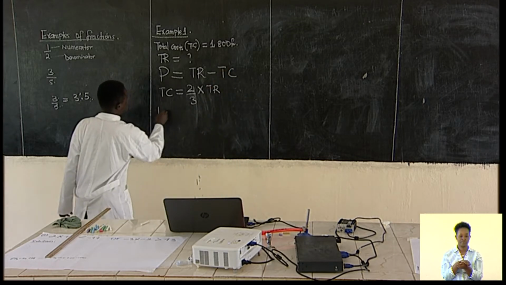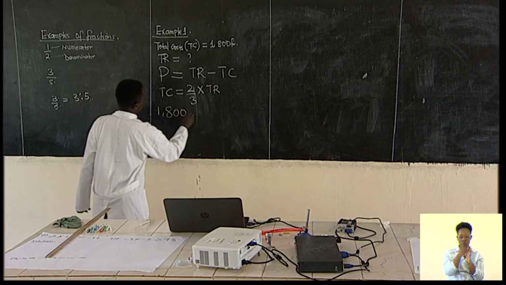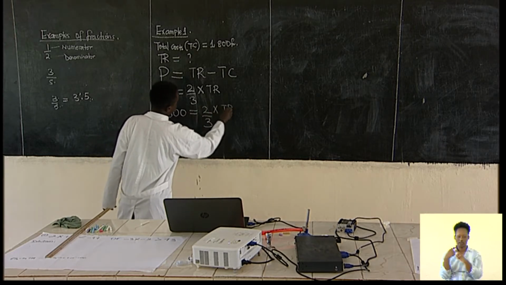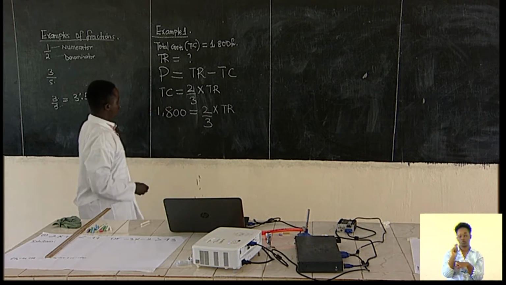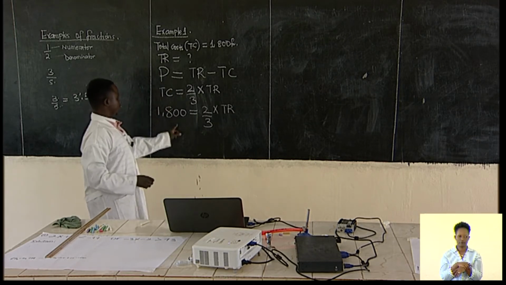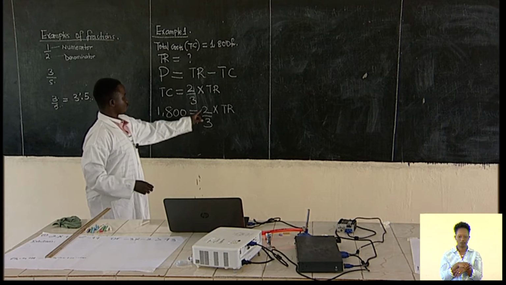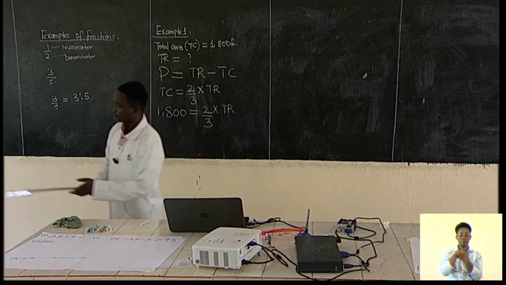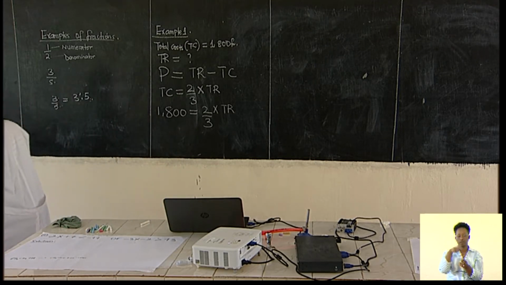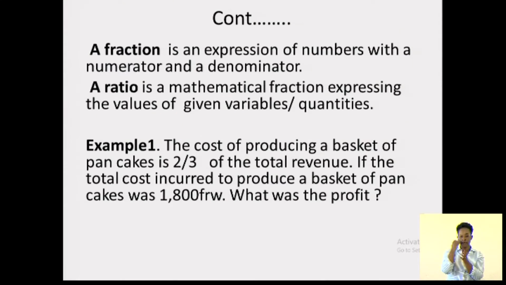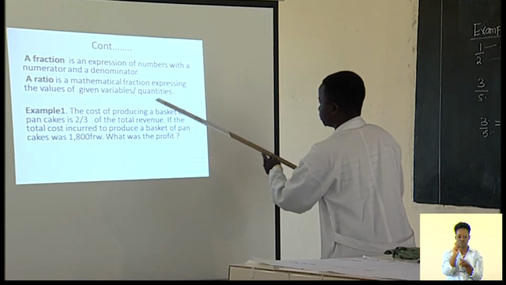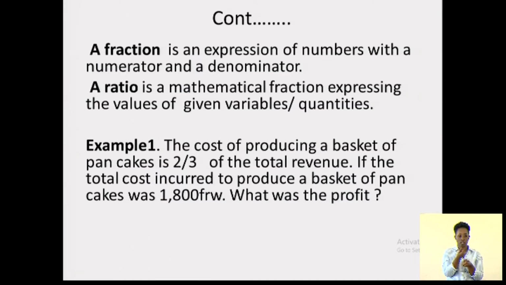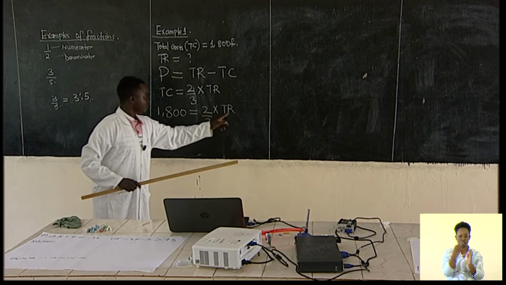So total costs is 1,800, which is equal to 2 out of 3 times our total revenue. Because it is indicated here, you must know it from this statement: the cost of producing a basket of pancakes is 2/3 of total revenue. 2/3 of means multiplication of total revenue.